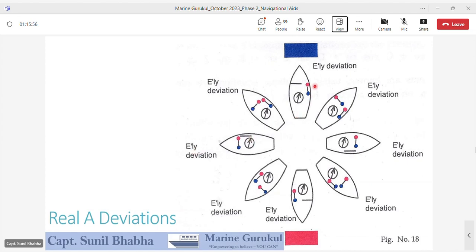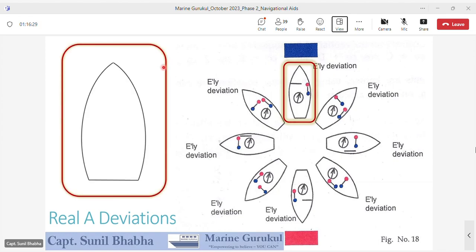Let's first of all try to understand how this easterly deviation is generated with the ship on northerly heading. So what I'm going to do is zoom in into this diagram with the ship heading north. We are aware that we have a fore and aft longitudinal and an athwart ship beam. There is no induction on the beam right now because it is at right angles to the Earth's field, and there is maximum induction in the fore and aft longitudinal. So let's now try to zoom in into this.